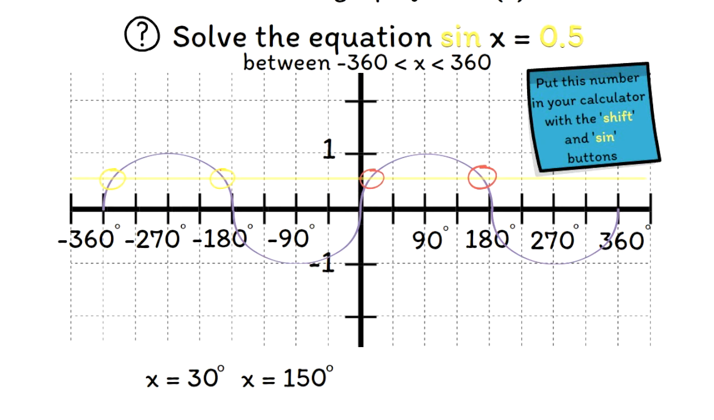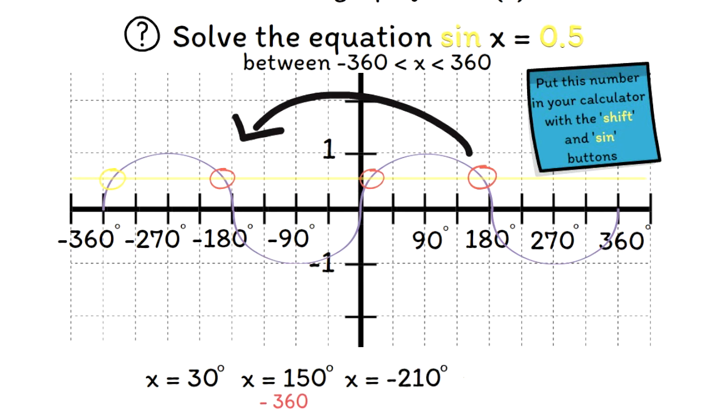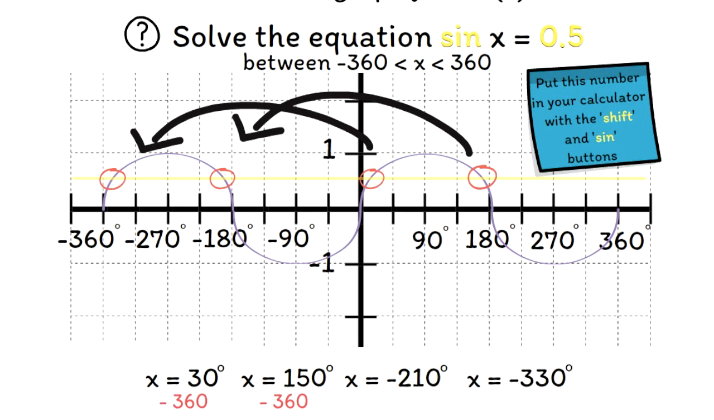Lastly, because all of the points repeat every 360 degrees, I can take each of my answers, take 360 from them, and get my next two answers. 150 take away 360 is going to get me minus 210, so that's going to be my third point of interception. And lastly, 30 degrees take away 360 will get me my final point of interception of minus 330 degrees.